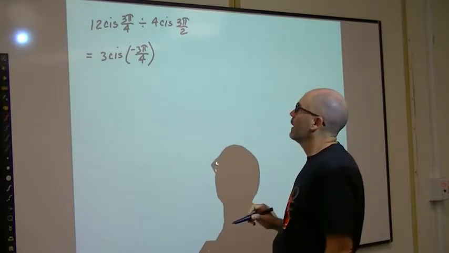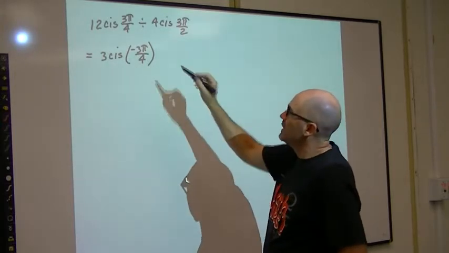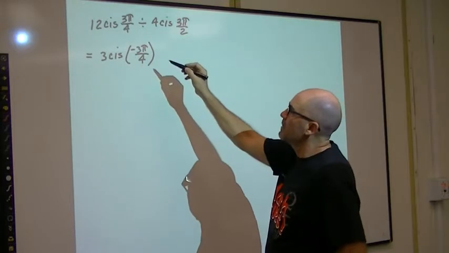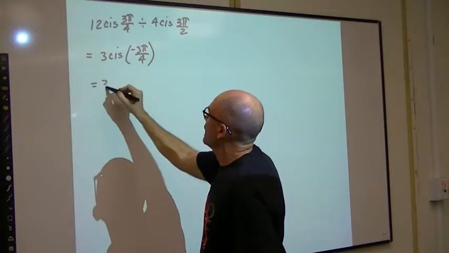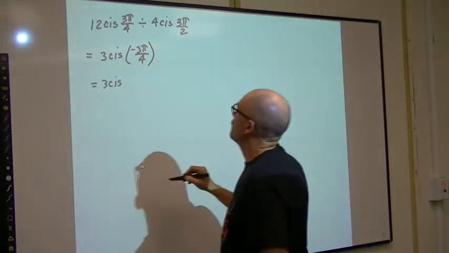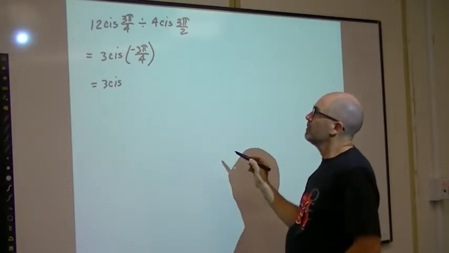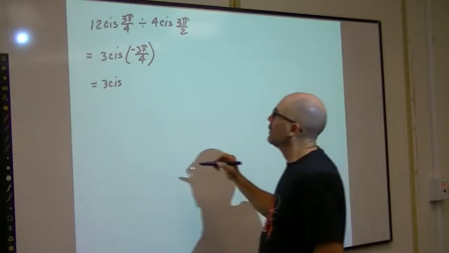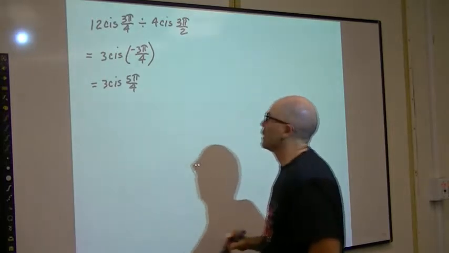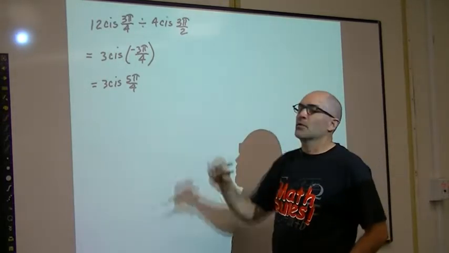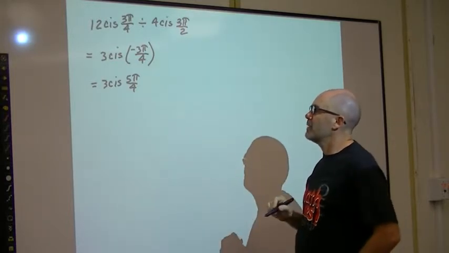Okay, now what we want to do is see if we can simplify that angle before we change it. So that's just going to be 3 cis. Instead of 5 pi over 4 clockwise, it's going to end up being 8 pi over 4 is all the way around, so it's going to be 3 pi over 4 counterclockwise. So 3 cis 3 pi over 4.